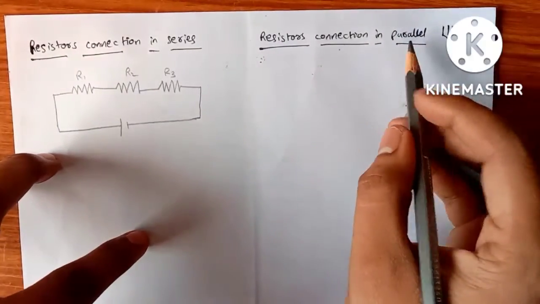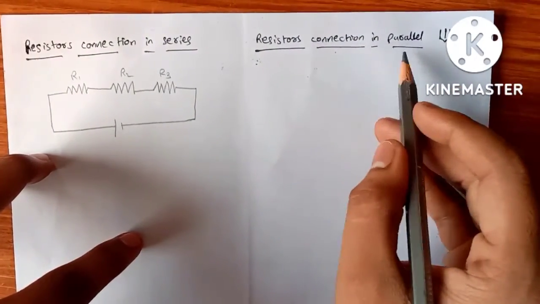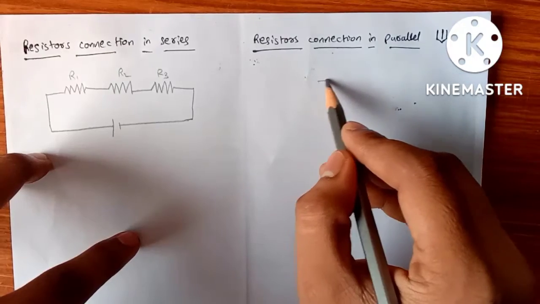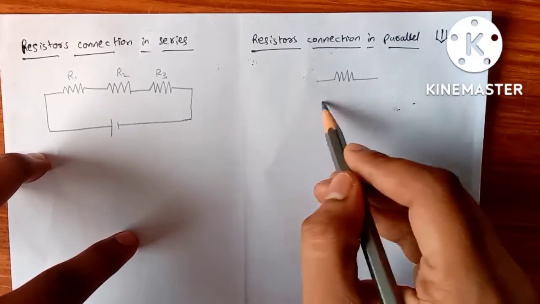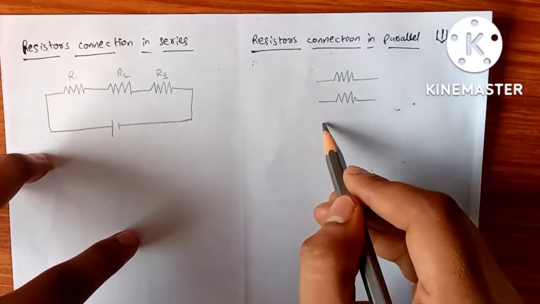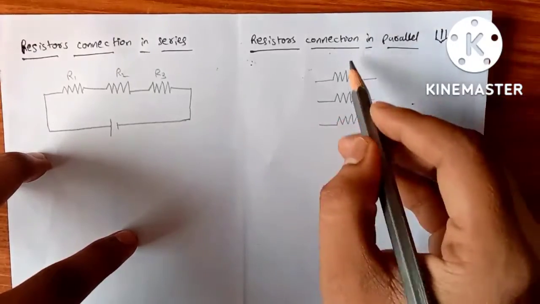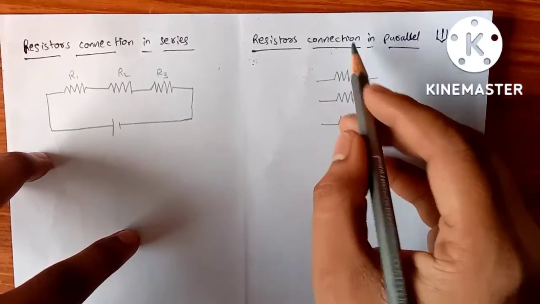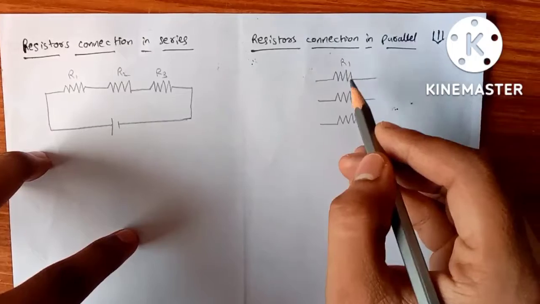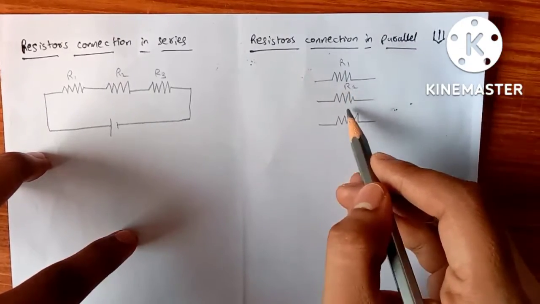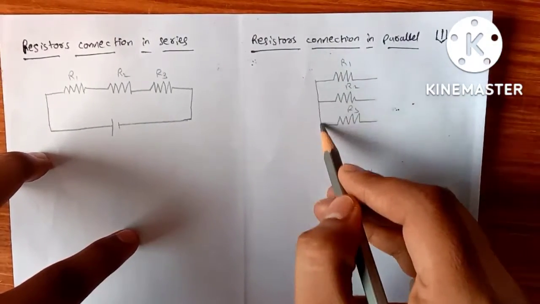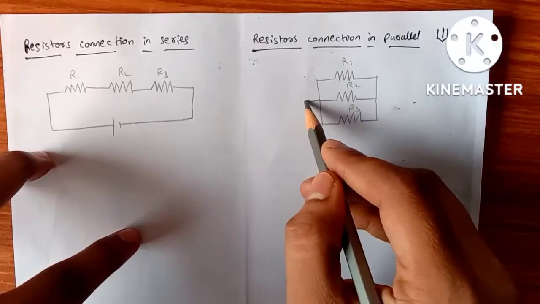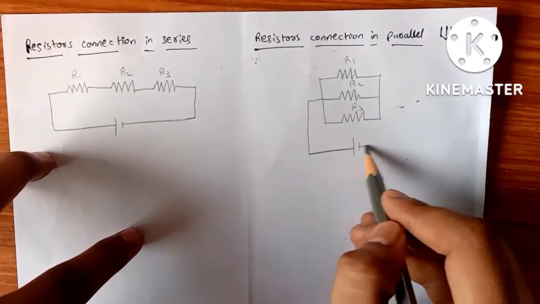Again, what is connection of resistors in parallel? If the resistors are connected in such a manner, then it is known as a parallel connection. Let us name these resistors as R1, R2, R3. All these are connected to a source.